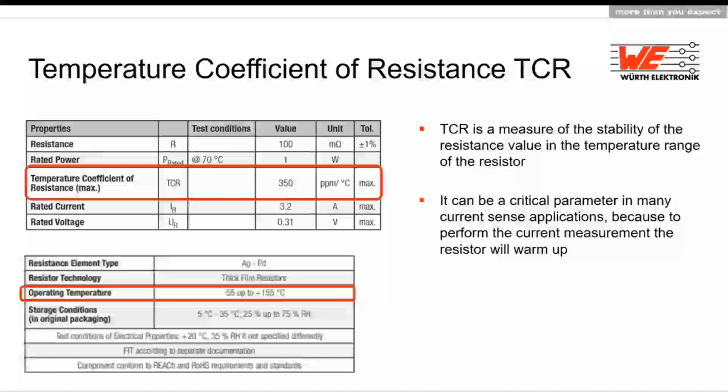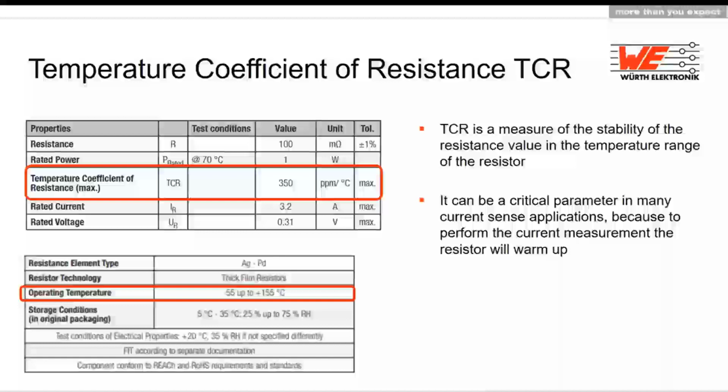Going further to the electrical specification, we will talk about the TCR, so the temperature coefficient of the resistance. It is an important parameter for current sense resistors, even if it's widely ignored for resistors in general. In most electronic components, the electrical characteristics vary a lot with the temperature, and conductivity of the material is one of the properties with a high dependency.